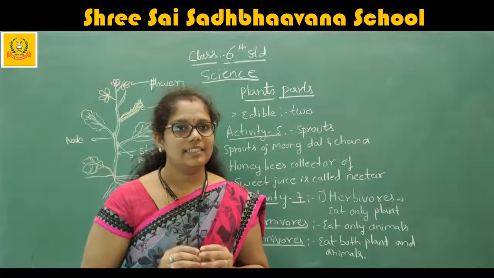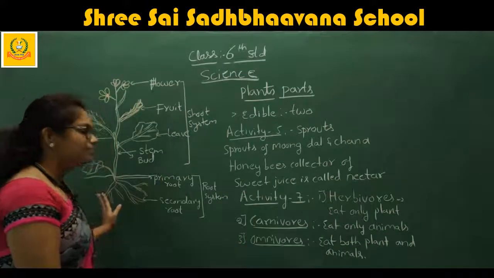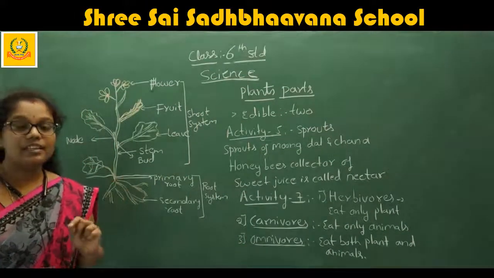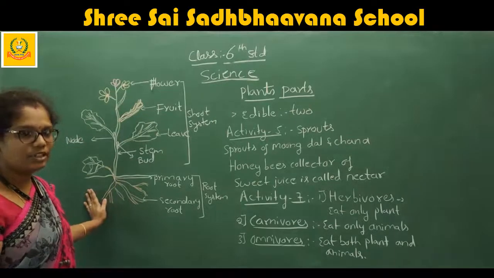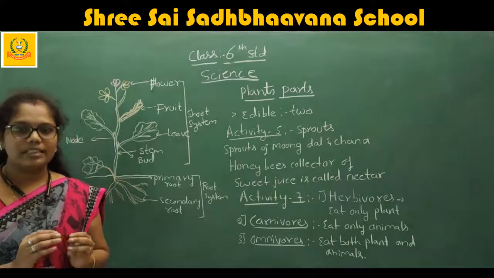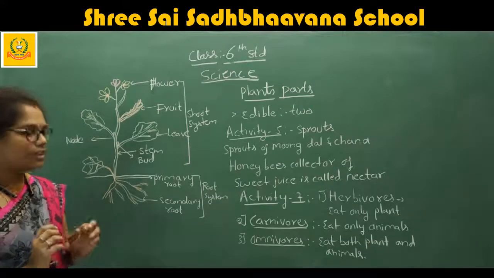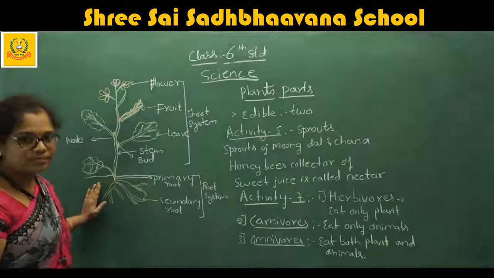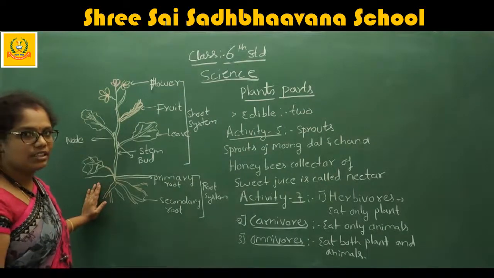If you see the diagram of the plant, this is the diagrammatic representation of the plant. What are the parts present in the plants? First we will discuss the root section.